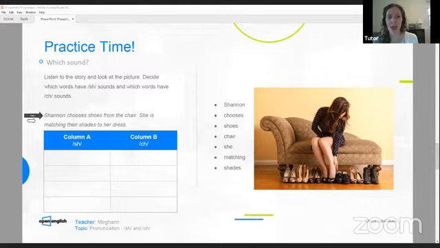Okay, Shannon chooses shoes from the chair. She is matching their shades to her dress. Shannon chooses shoes from the chair. She is matching their shades to her dress. What do you think? Which words have the SH sound? And which words have the CH sound? Send your ideas, envía tus comentarios. The words are also listed here, so you can look carefully.